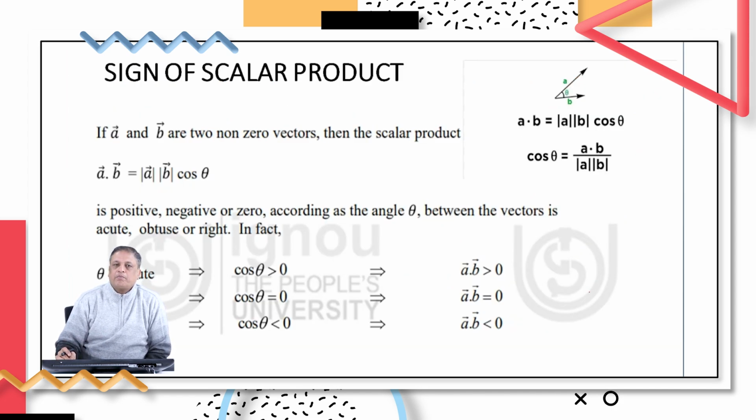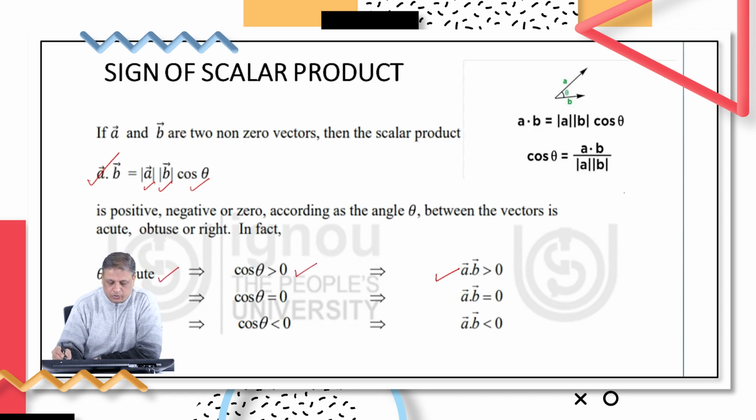Now there is an important observation about the sign of the scalar product. That means by observing the sign of the scalar product, can we determine what the angle between the vectors is, that the angle is either acute or obtuse. So we know the fundamental definition of the scalar product, that A dot B is equal to magnitude of A into magnitude of B cos theta. Now the important observation is that if A dot B is greater than 0, then obviously cos theta is to be greater than 0, and that means theta is acute.